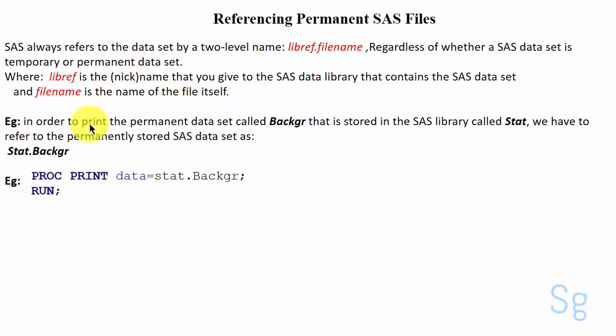Example, in order to print the permanent dataset called background that is stored in the SAS library called stat, we have to refer to the permanently stored SAS dataset as stat.background, where stat will be acting as libref and background will be acting as filename. Here is the example, PROC PRINT DATA=stat.background.